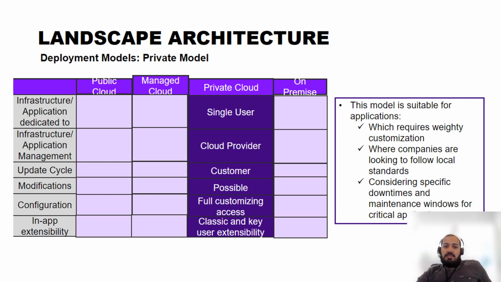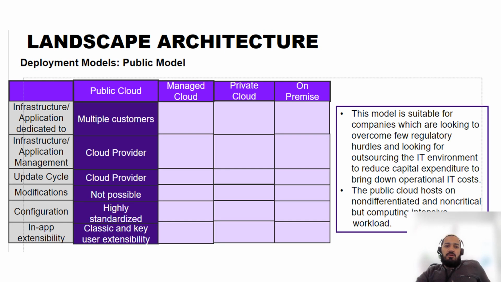And it is again a single-user cloud, where the provider can help with infrastructure management. Customers can update the cycles. For the update cycles, modifications are possible, and full customization of the configuration is provided here. Now, going to the public cloud, as we talked about, it has multiple customers. Infrastructure and the update cycles are done by the cloud provider. Modifications are not possible. Configurations are highly standardized.